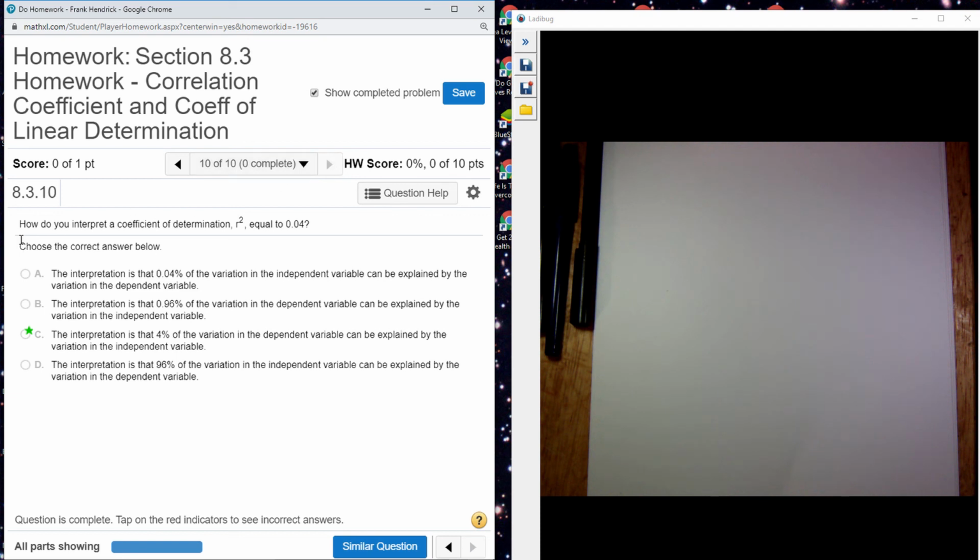How do you interpret coefficient of determination? R squared equal to 0.04 means that 4% of the variation in the dependent variable, the output, can be explained by variation in the independent variable, the input. That's how it's stated there.